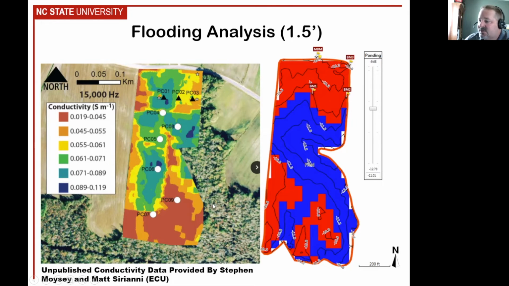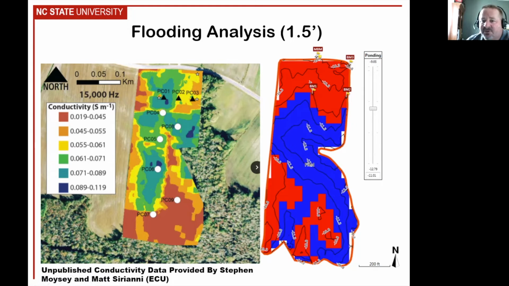Now, this data here was provided by the folks at ECU. This is conductivity measurements, and this is where we could expect to see high levels of salt in the fields. They actually went out and took these measurements on site.